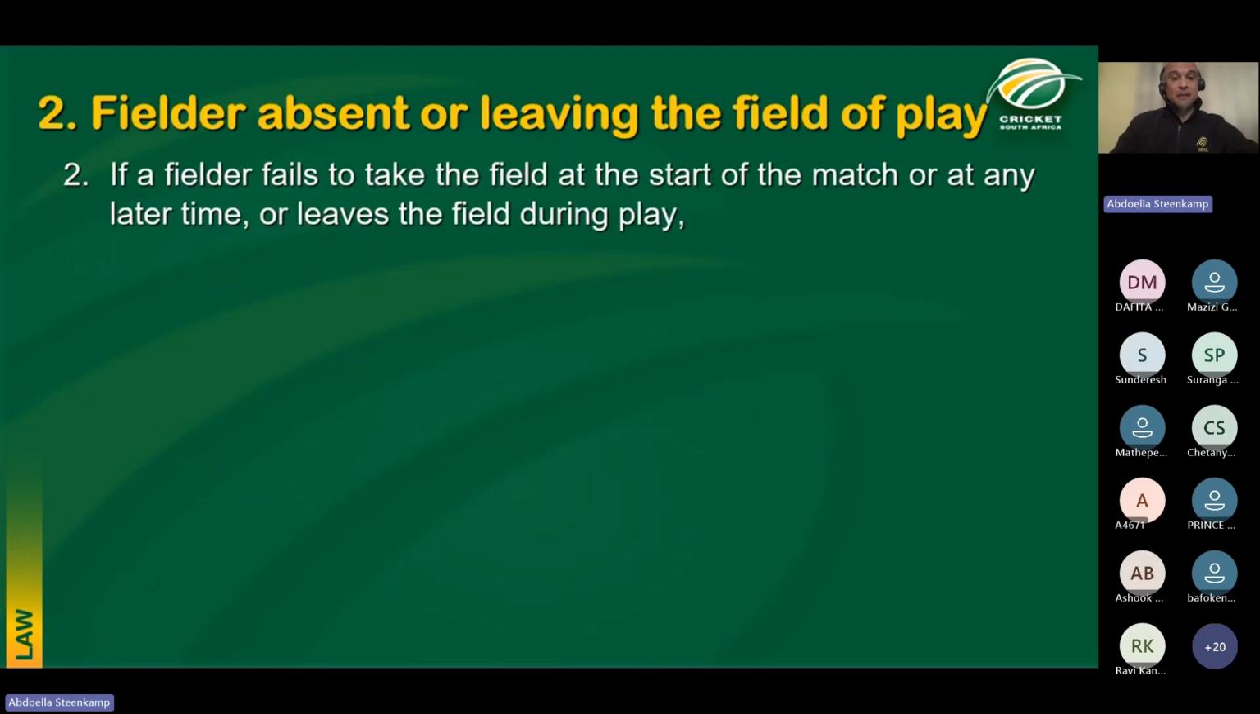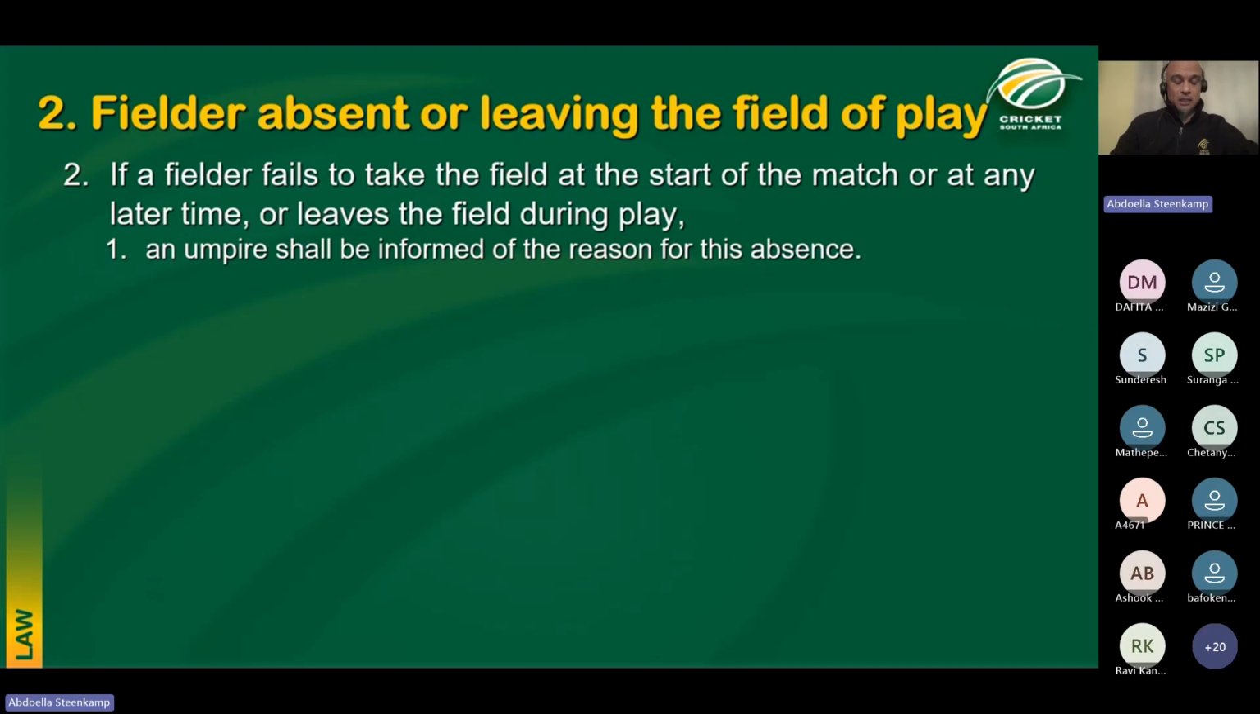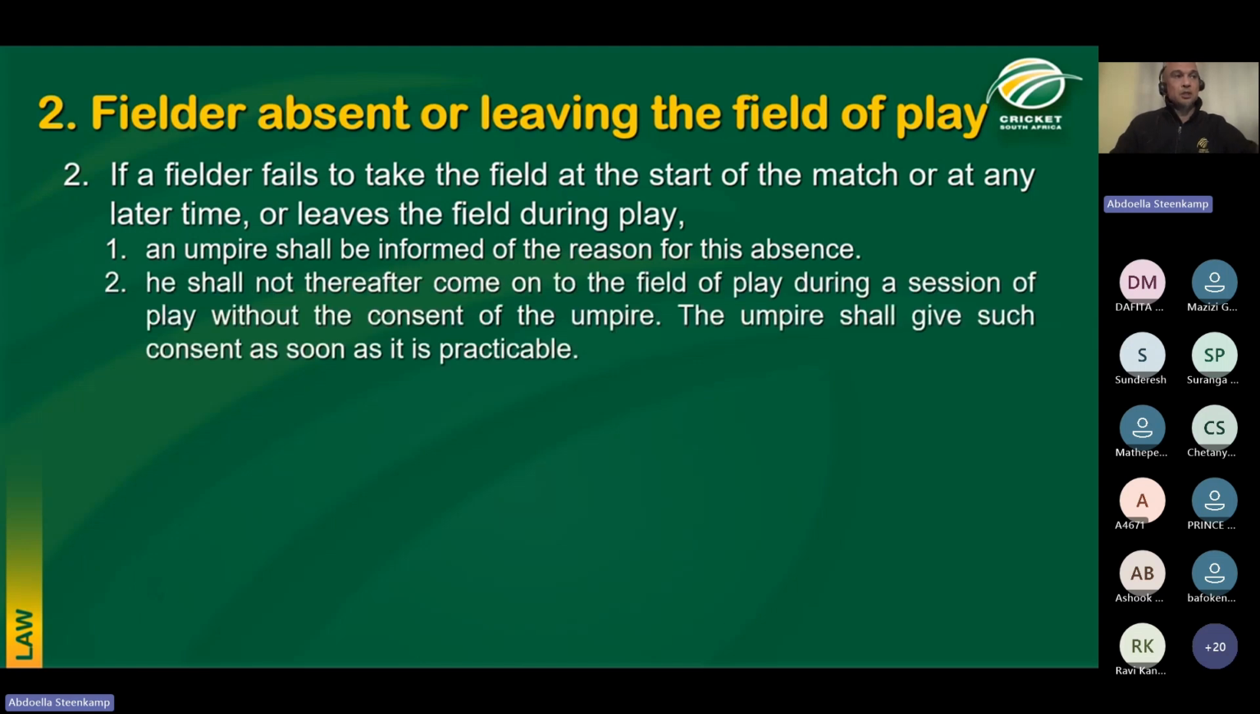So when it comes to a fielder absent or leaving the field of play, what happens? Before the player leaves the field of play, either of the umpires needs to be informed and the reason why they're leaving. So let's say John comes to you, umpire, and says my hamstring, I need to get treatment. You'll take out your notebook, write down John leaving the field of play, hamstring, and importantly, you need to write down the time that John left. Then importantly, before John can come back onto the field, John needs to inform the umpire and get permission before he can come back on.